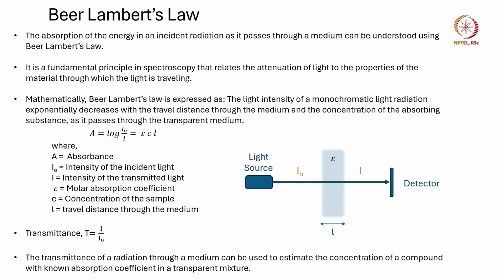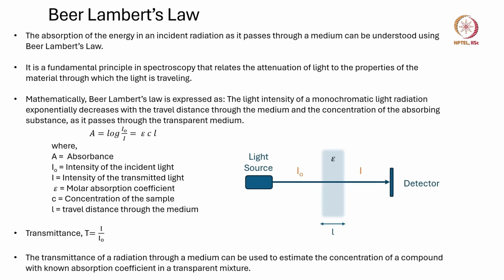Now, let's discuss Beer-Lambert's law. The absorption of the energy in an incident radiation as it passes through a medium can be understood using Beer-Lambert's law. It is a fundamental principle in spectroscopy that relates the attenuation of light to the properties of the material through which the light is traveling. Mathematically, the Beer-Lambert's law states that the light intensity of a monochromatic light radiation exponentially decreases with the travel distance through the medium and the concentration of the absorbing substance as it passes through the transparent medium.